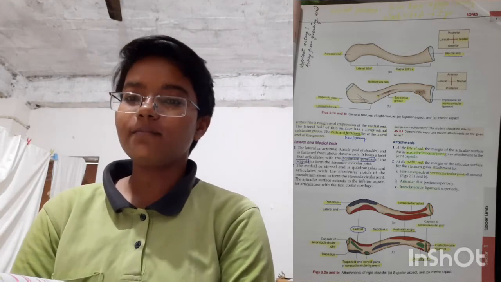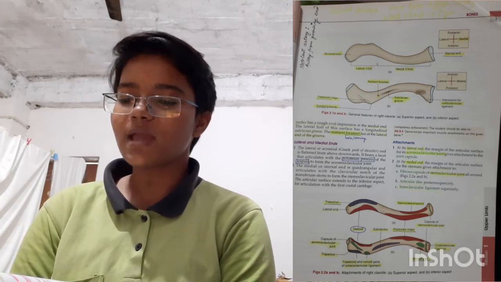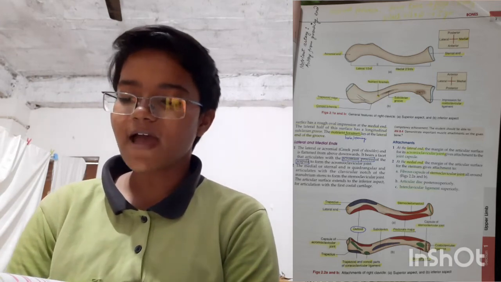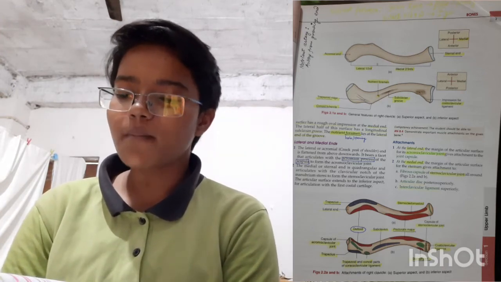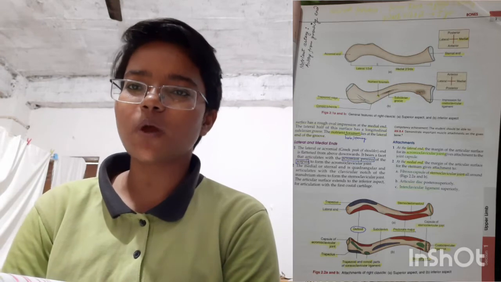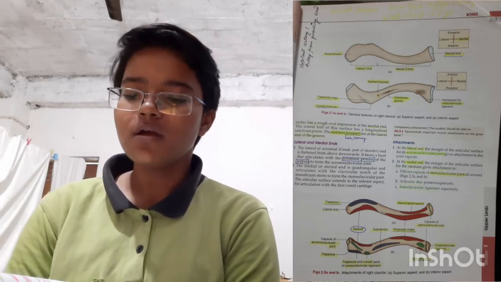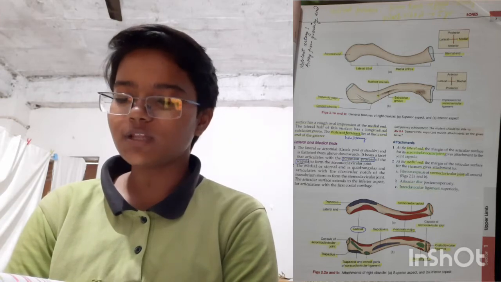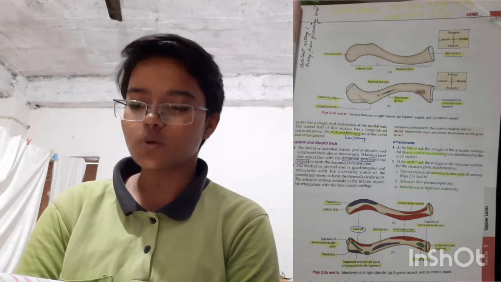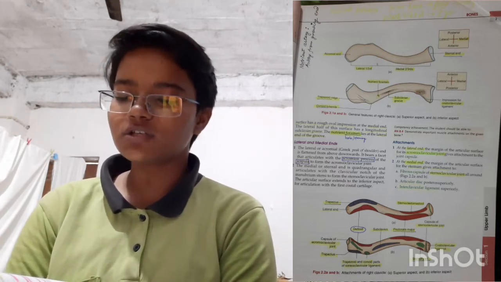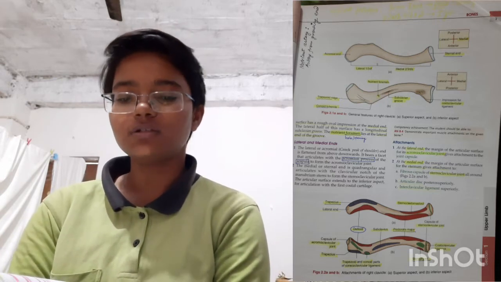Now lateral and medial ends. The lateral or acromial end is flattened from above downwards. It bears a facet that articulates with the acromion process of the scapula to form the acromioclavicular joint. The medial or sternal end is quadrilateral and articulates with the clavicular notch of the manubrium sterni to form the sternoclavicular joint. The articular surface extends to the inferior aspect for articulation with the first costal cartilage.